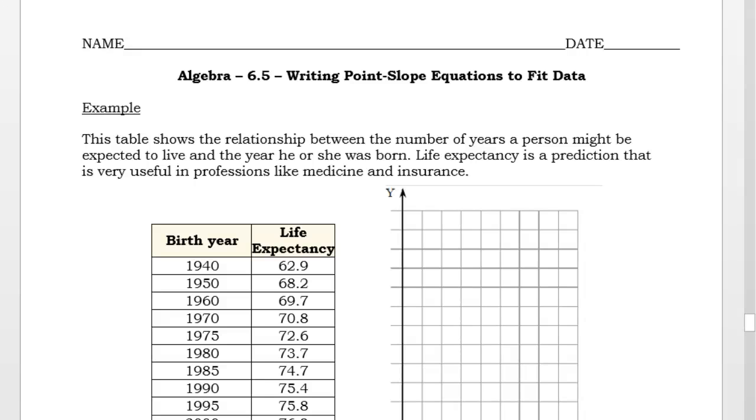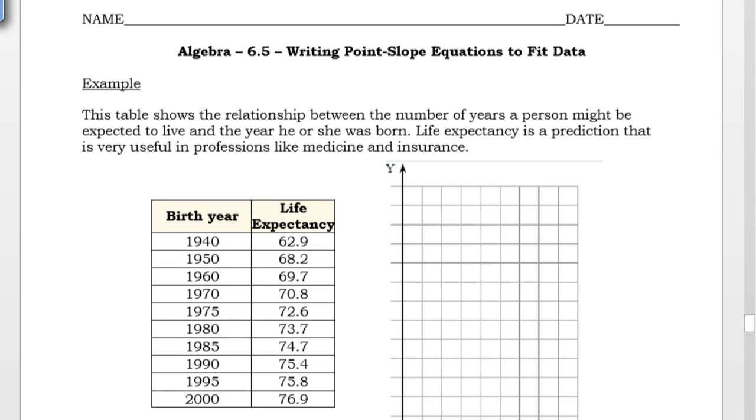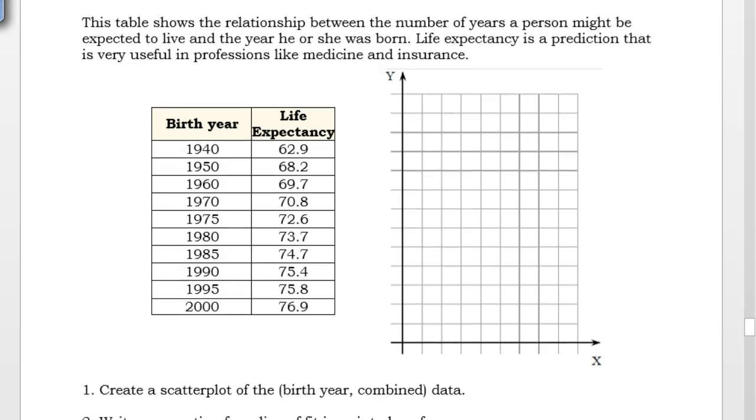This is Algebra, Lesson 6.5, Writing Point-Slope Equations to Fit Data. This table shows the relationship between the number of years a person might be expected to live and the year he or she was born. Life expectancy is a prediction that is very useful in professions like medicine and insurance.